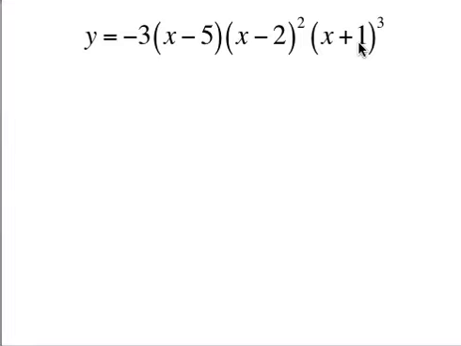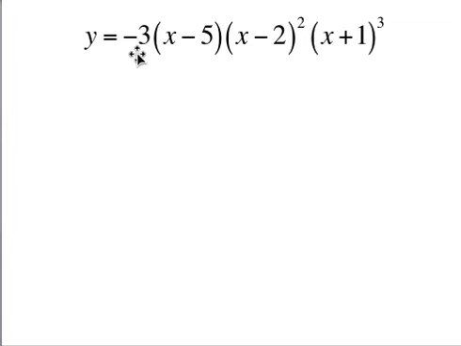Y equals negative 3 times x minus 5 times x minus 2 squared times x plus 1 cubed. Ignoring the negative 3 for a minute, multiplying all this out, x to the third, x to the second, x to the first, that would give me x to the sixth. Multiplying this stuff out would just give me a coefficient of 1. But when I multiply that by negative 3, I get a coefficient of negative 3. 3, 4, 5, 6, even power. Leading coefficient is negative 3, is negative. So we know it's going to be an even negative.